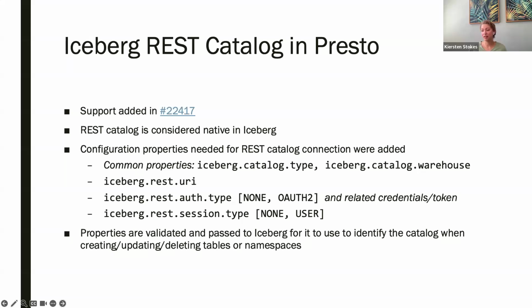And then all Presto really does in this case is validate the properties that were entered and pass them along to the Iceberg library, which is what does the actual identification of the catalog that you're using. And then that handle that it returns is what is used when we're doing any operations on the table, creating, updating, dropping, all that good stuff.